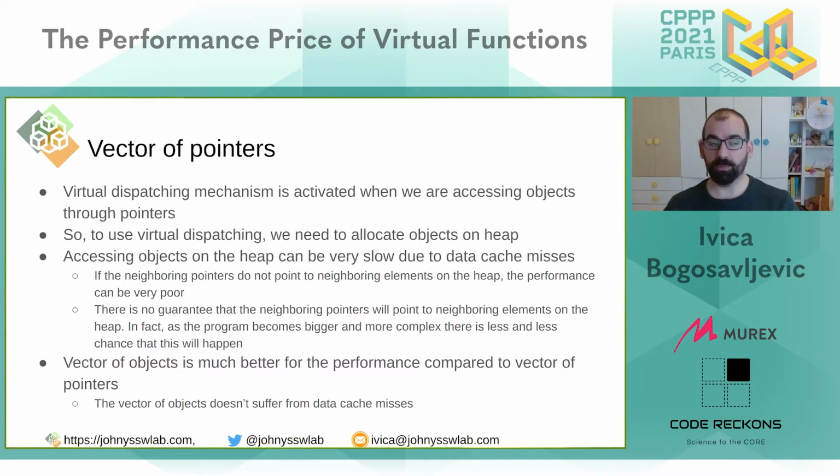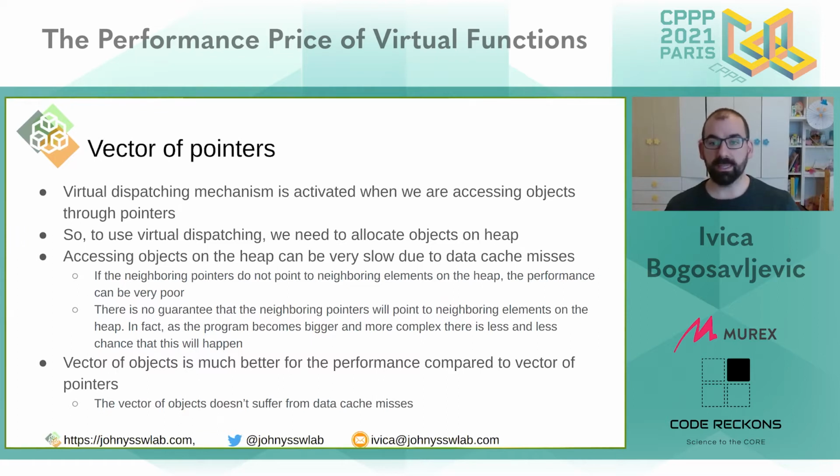So for a small program, you can expect not that much of a performance difference if you're using a vector of pointers or a vector of objects. But if you're using a large program and there's a lot going on for the system allocator, then the performance can get bad. So vector of pointers is one alternative. The second alternative is a vector of objects. Vector of objects is much better for performance compared to vector of pointers.